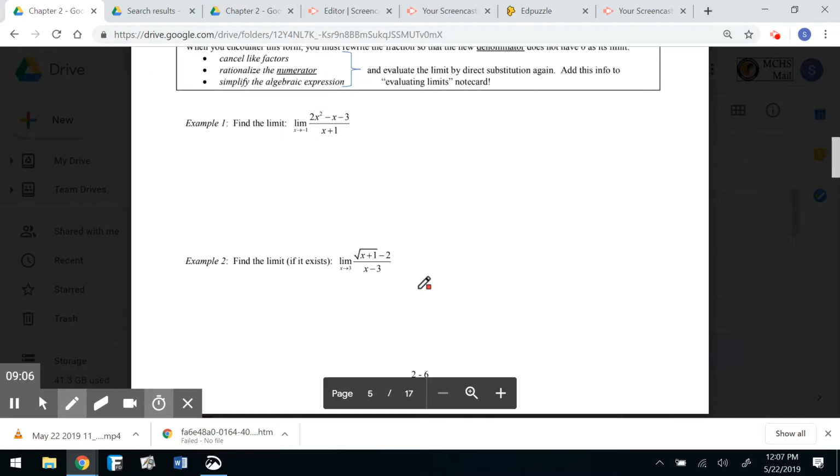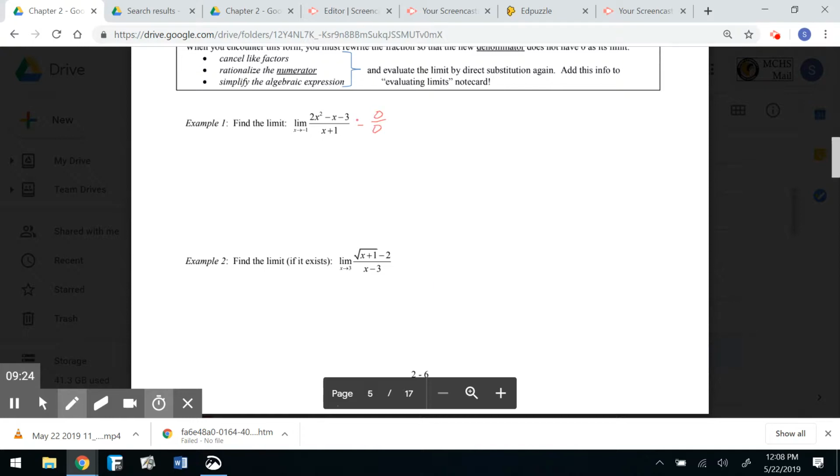Here we go. Example 1. The limit as x approaches negative 1 of 2x squared minus x minus 3 all over x plus 1. My first step, everybody at home, is to direct sub. Let's go ahead and plug negative 1 in. Bang, bang, choo-choo train. I'm pretty fast. 0 over 0.